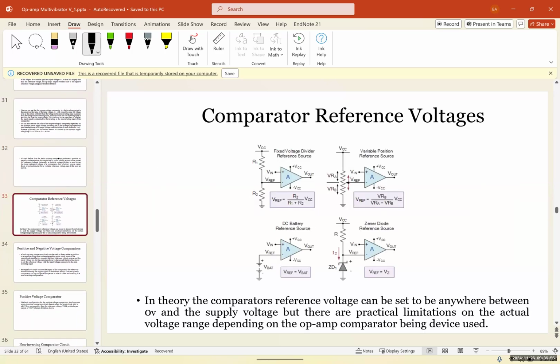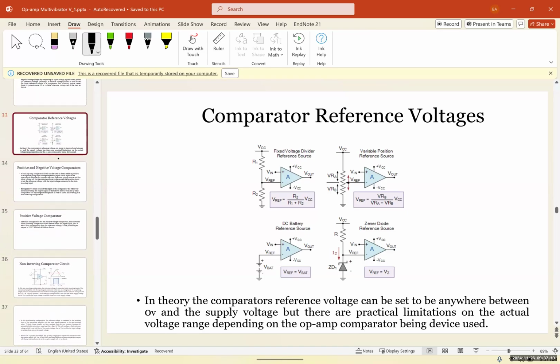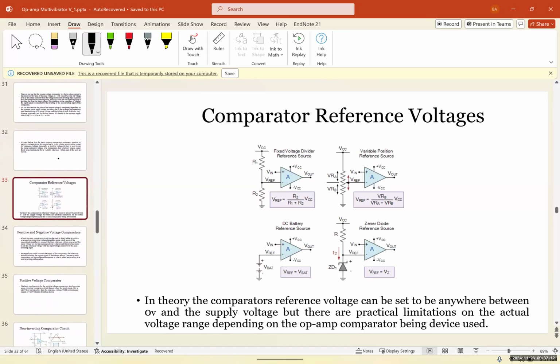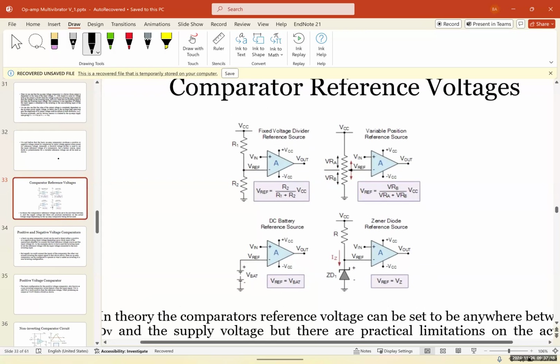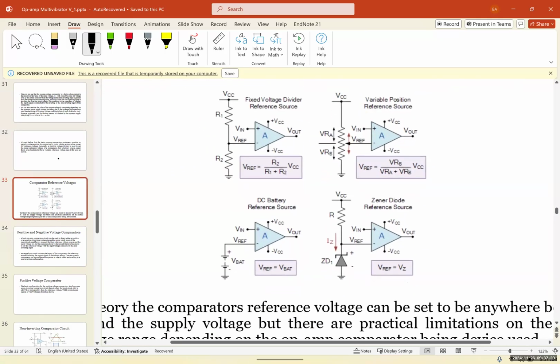The thing that I want to focus on today is the comparator reference voltage. Sometimes we can connect one of the inputs of a comparator to a reference voltage. Using this reference voltage, we can determine and actually adjust the output voltage. These are 4 different types of comparator reference voltages.